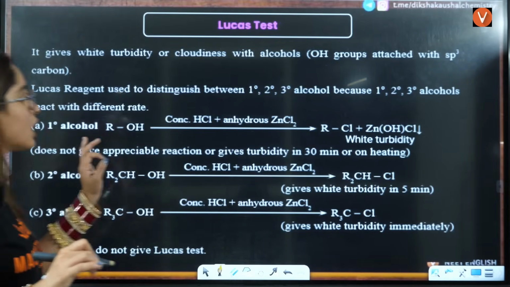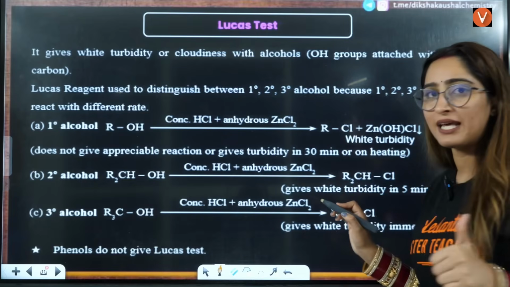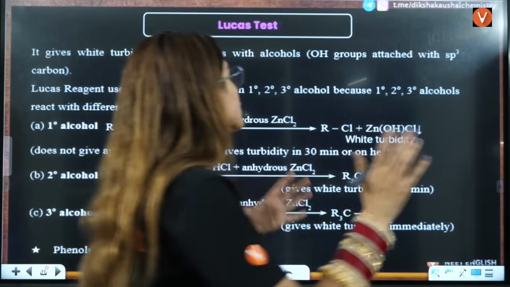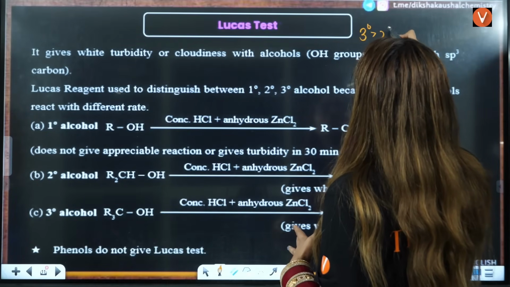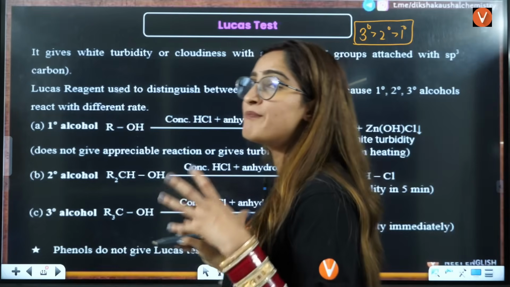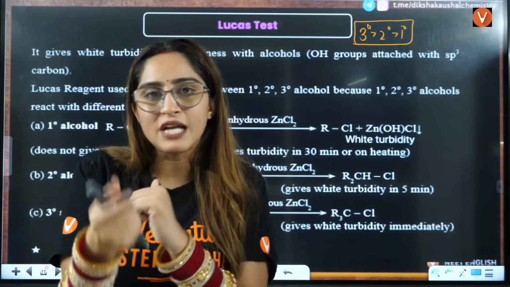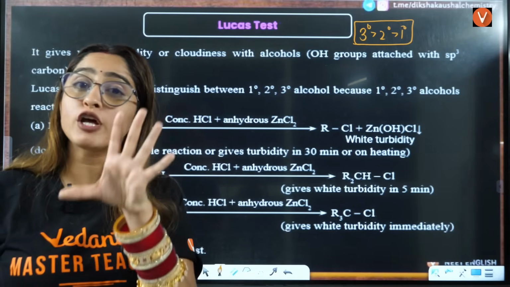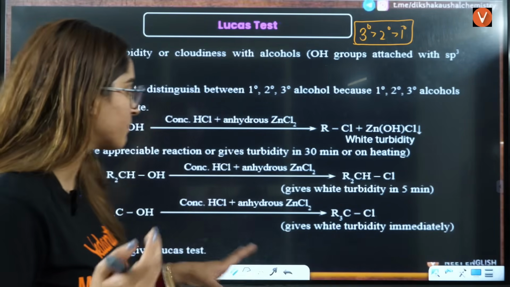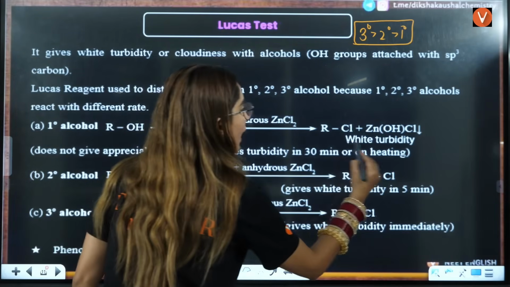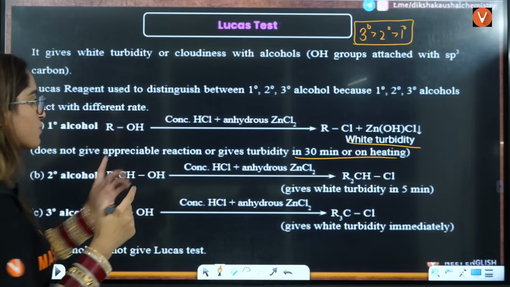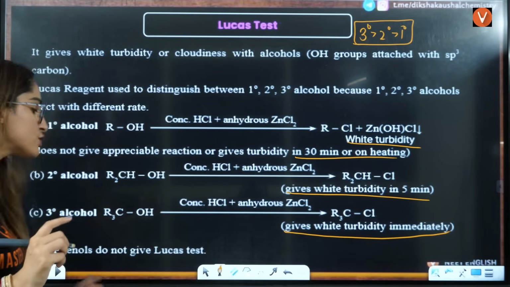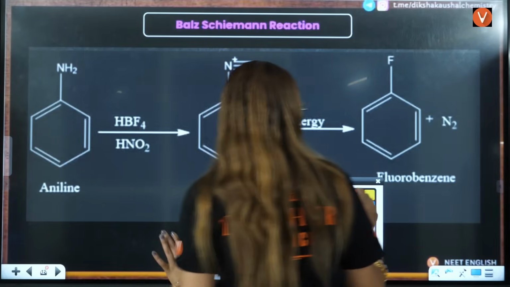Next we have the Lucas test, which is for the detection of 1 degree, 2 degree, 3 degree alcohols. For this, you have to see the turbidity. Remember the order is 3 degree, then 2 degree, then 1 degree. 3 degree will have the maximum turbidity, it will instantly form turbidity. 2 degree will form it after 5 minutes, but 1 degree will form after prolonged heating, and that too after 30-40 minutes. So this is what is written here: white turbidity. Primary gives turbidity after 30 minutes, secondary after 5 minutes, and tertiary immediately. So that is the detection of 1 degree, 2 degree, 3 degree alcohols.